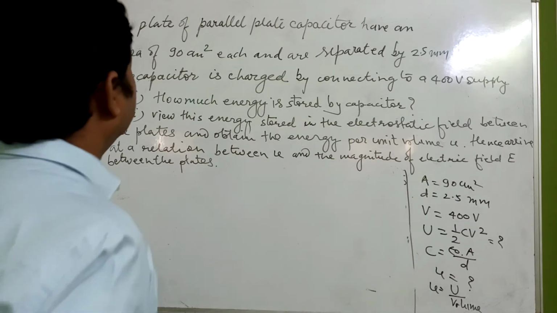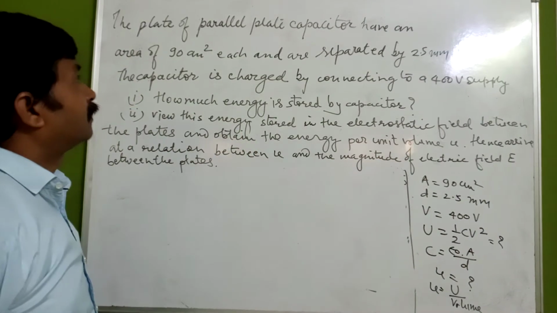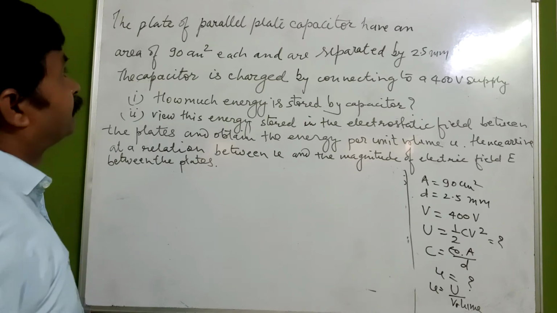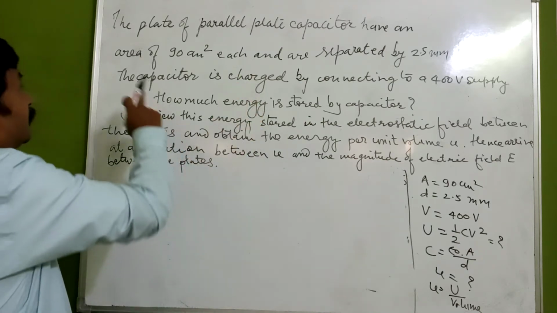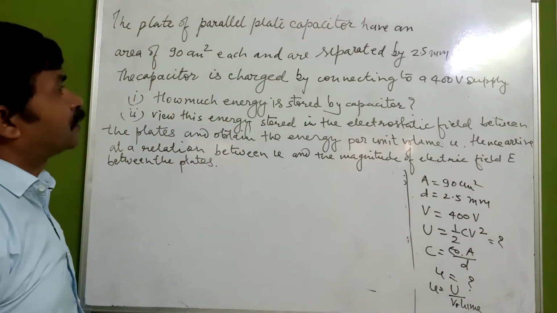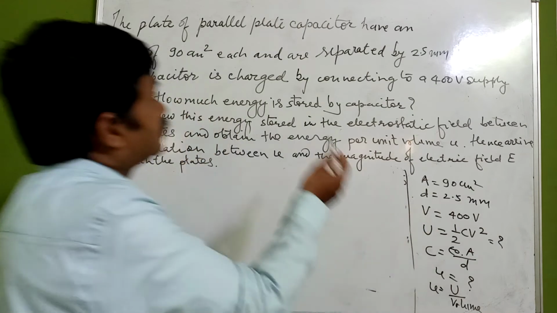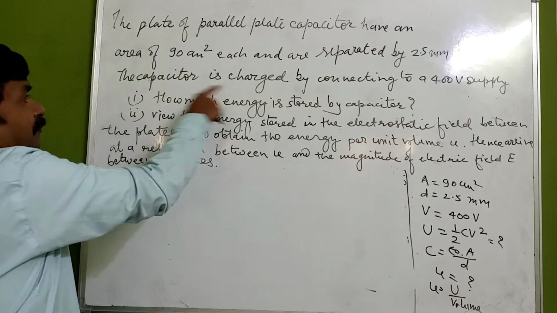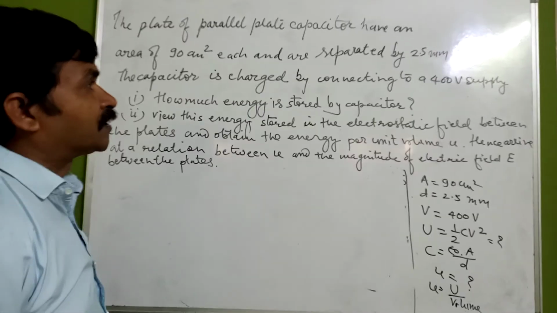Yes, students, here we are going with the numerical which is based on a parallel plate capacitor having an area of 90 centimeter square, that we have noted here. d is equal to 2.5 millimeter. V is the electric voltage supply. The capacitor is charged by connecting to a 400 volt supply.